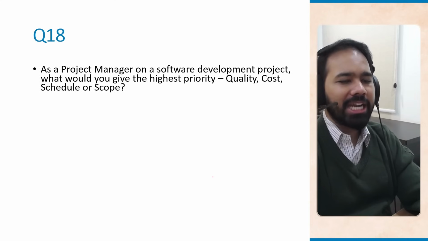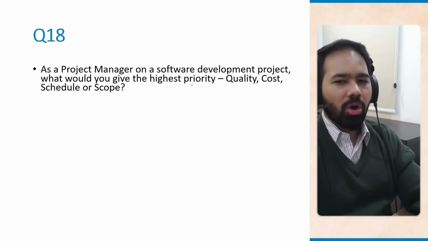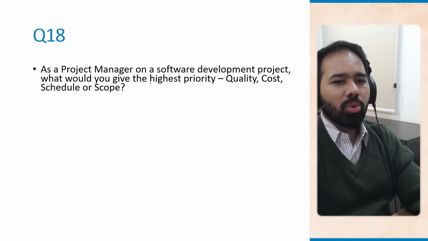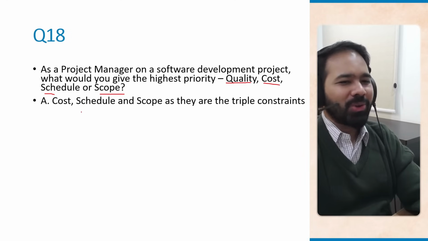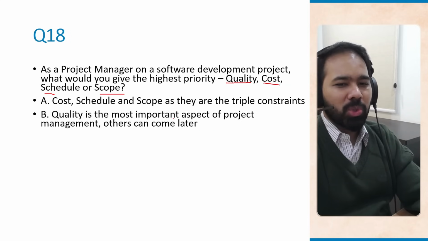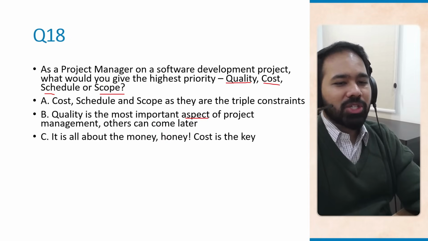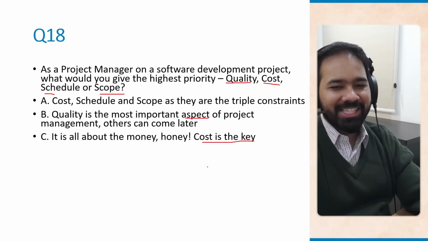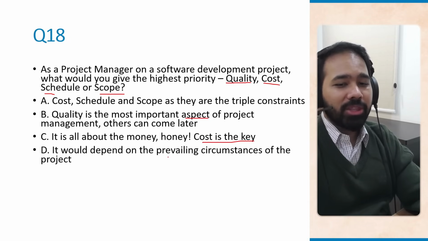Okay, question number 18. As a project manager on a software development project, what would you give the highest priority? Quality, cost, schedule, or scope? A, cost, schedule, and scope, as they are the triple constraints. B, quality is the most important aspect of project management, others can come later. C, it's all about the money, honey, so cost is the key. Or D, it would depend on the prevailing circumstances of the project. What do you think is the most important between quality, cost, schedule, or scope?